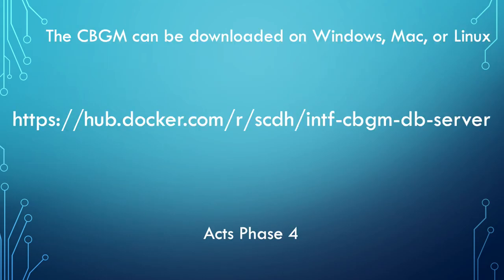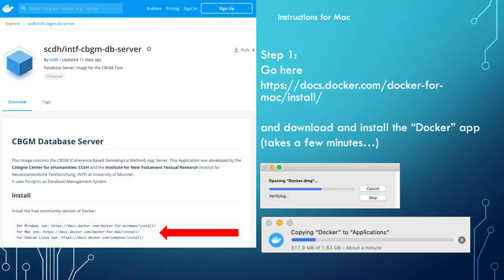The CBGM can be downloaded on Windows, Mac, or Linux. Here's the website. At the moment, only Acts is available. The version of Acts is the fourth phase of the CBGM, and I'll explain what constitutes a phase in a little bit. First, we'll give a quick run-through on how to download the CBGM. My examples are from a Mac operating system, but Windows will be very similar. Step 1. If you do not already have the Docker application installed on your computer, go to this website, download and install Docker. It will take a few minutes.